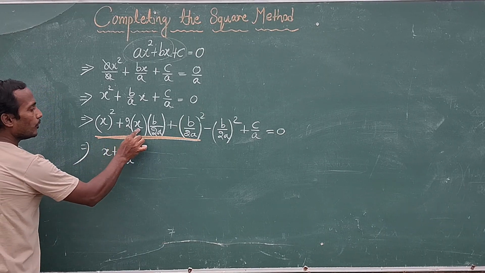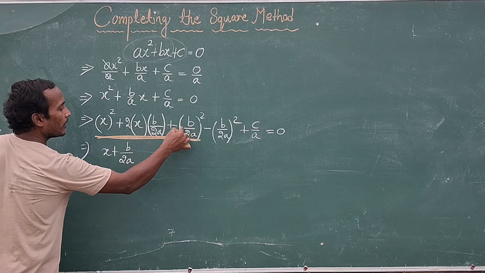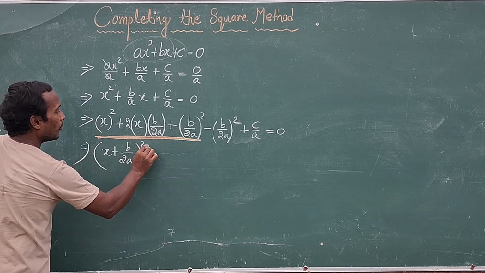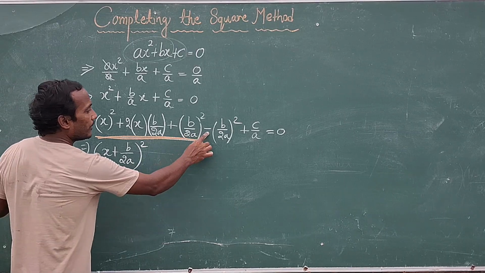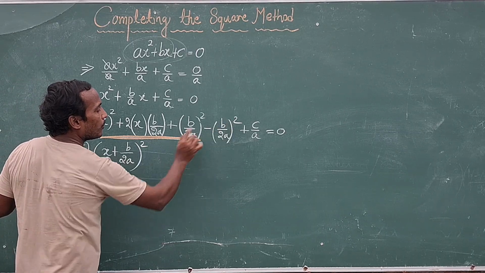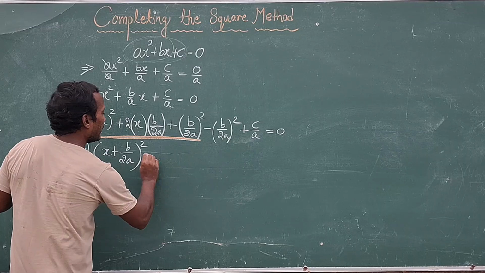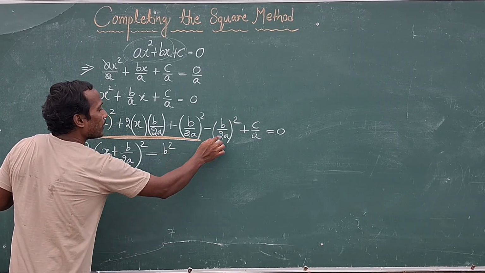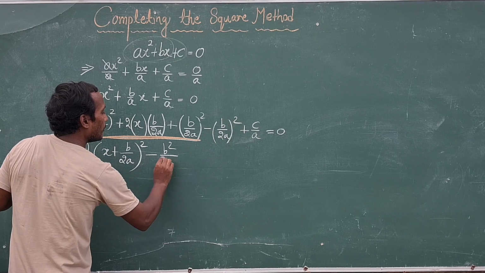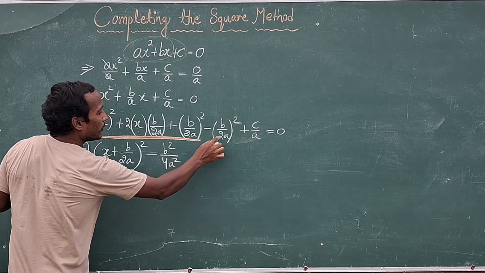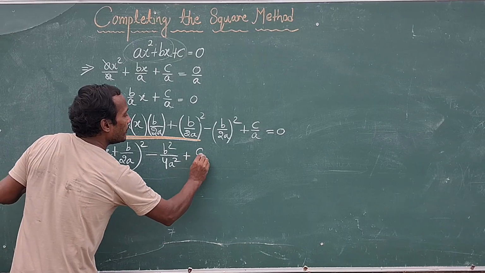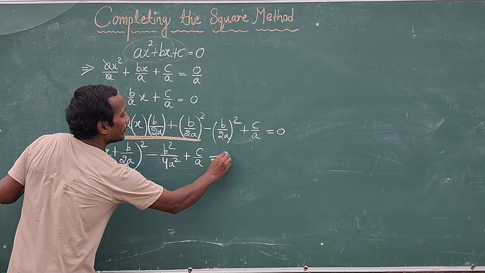This is a square, 2ab plus b square. So I have (x plus b by 2a) whole square minus b by 2a whole square plus c by a. Let me write that again. Square of b will be b square. Square of 2a will be 4a square. Square of 2 is 4, square of a is a square. Plus c by a equals 0.